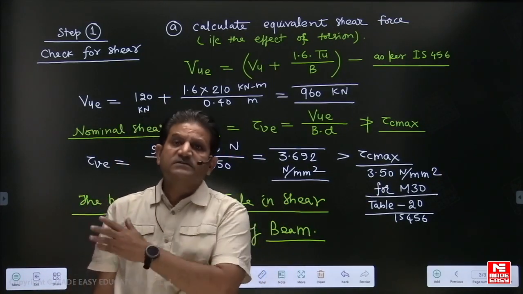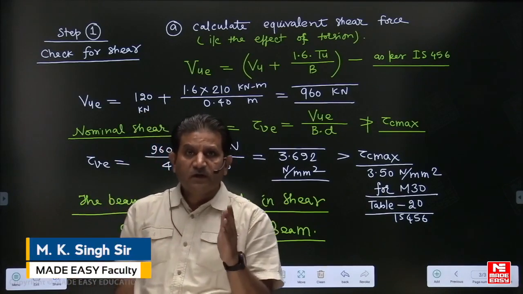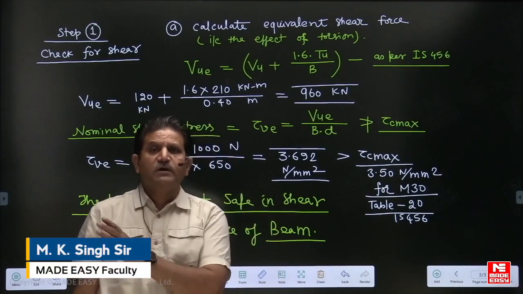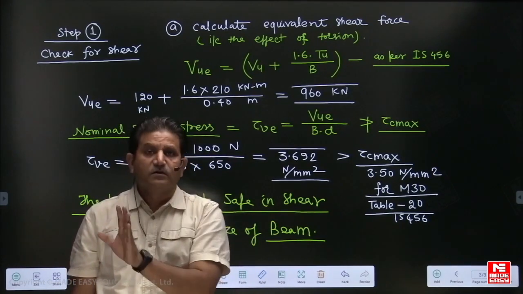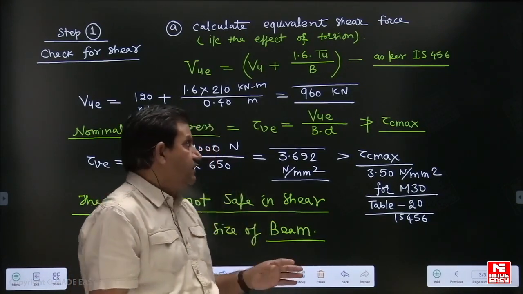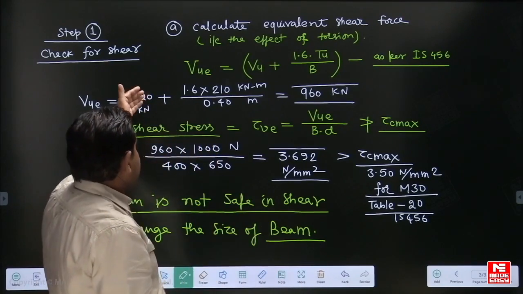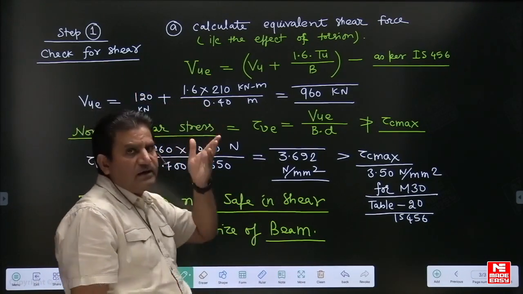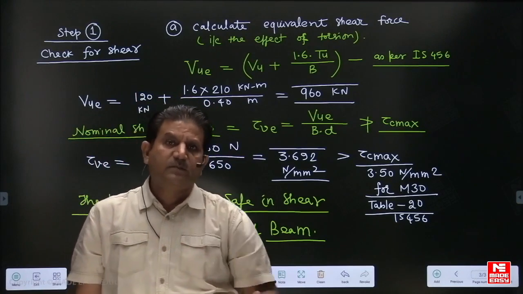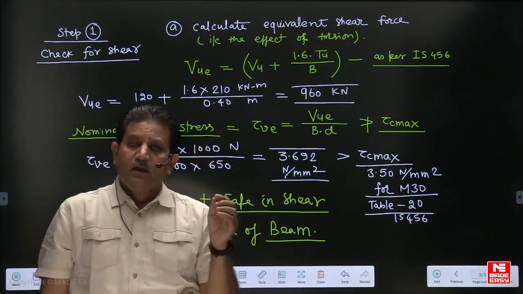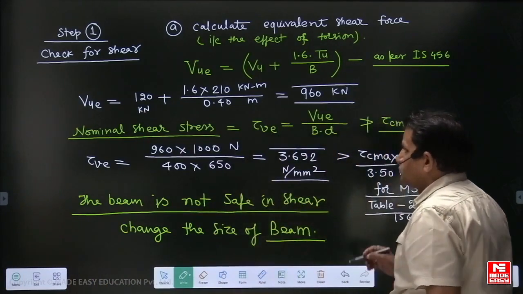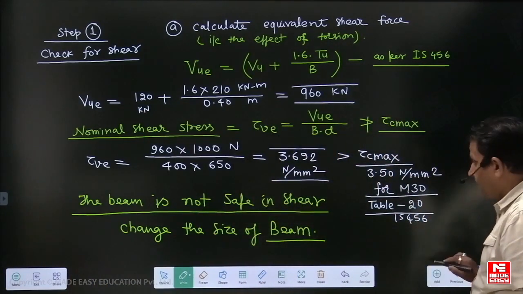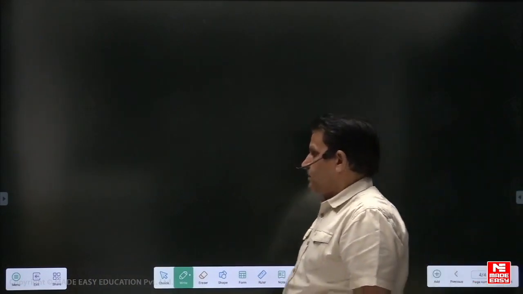You can increase the size of the beam and reduce the value of tau v, so that it becomes much less than tau c max, and then we can design it. It is better if I take a round figure. The width is 400; suppose I take 450 mm or 500 mm, and then we design the beam, then it will become okay. So now I have to increase the size of the beam. I will do it in the next slide. So see here, let's change the size of the beam.